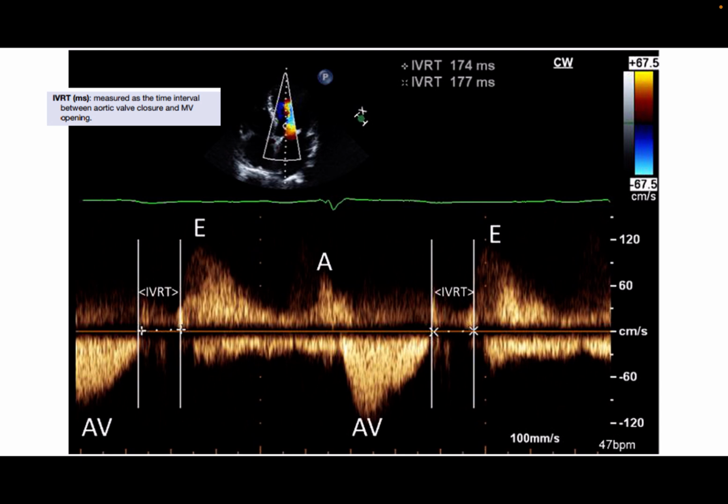IVRT is particularly valuable in two special population contexts: mitral annular calcification, where E prime is unreliable, and sinus tachycardia, where E to A fusion makes the mitral inflow uninterpretable.